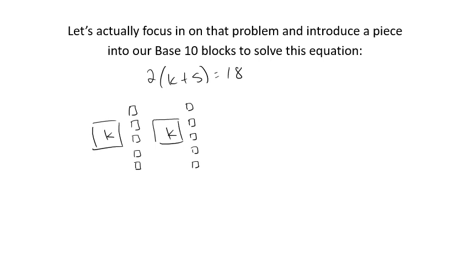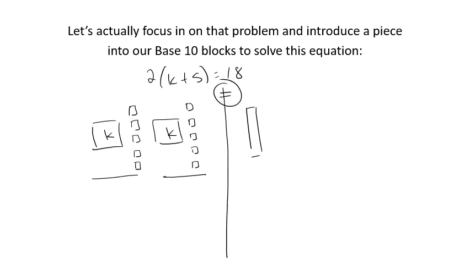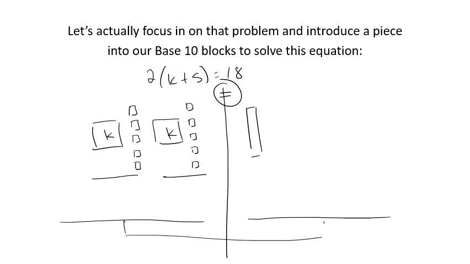So this is 2 times k plus 5. I've got one set, and I have another set. And now this equals 18. You may see this with a line down the middle, and this line represents our equality, so what's on the left and what's on the right have to be equal. You'll also see this drawn like a set of scales, a balanced scale, and again that implies that these two things have to be equal, and what you do to one side you have to do to the other.